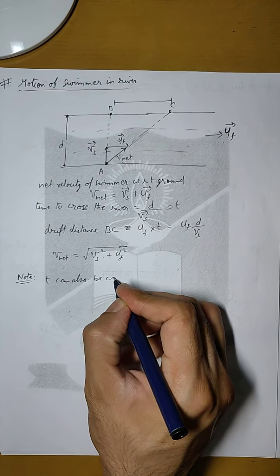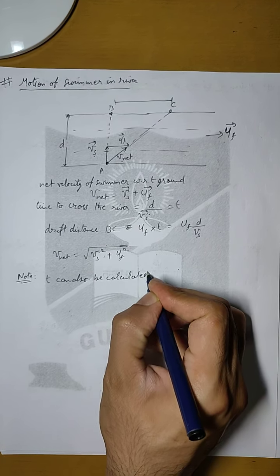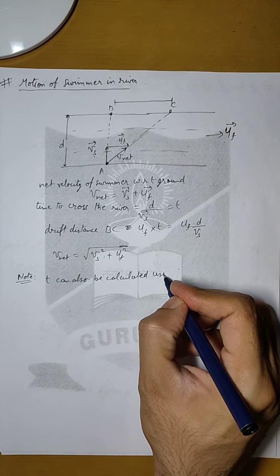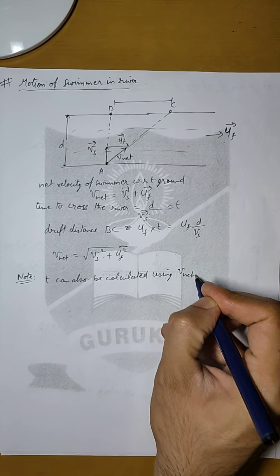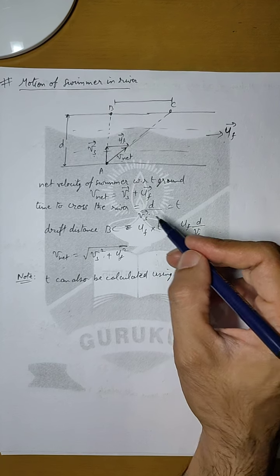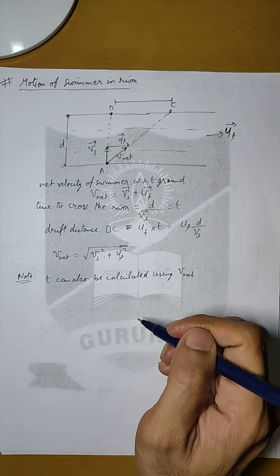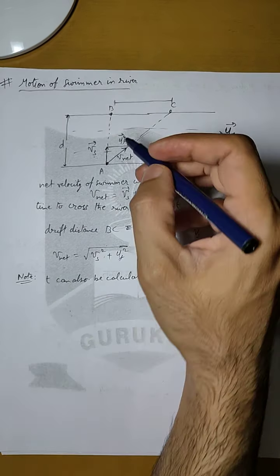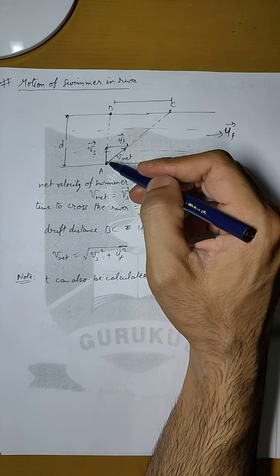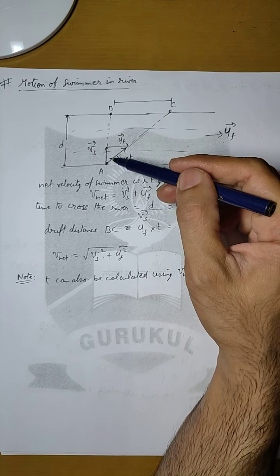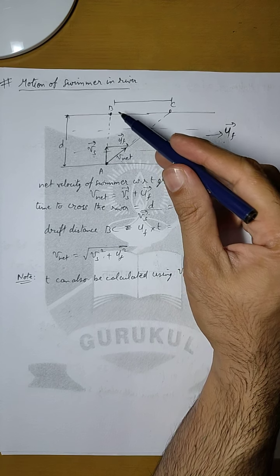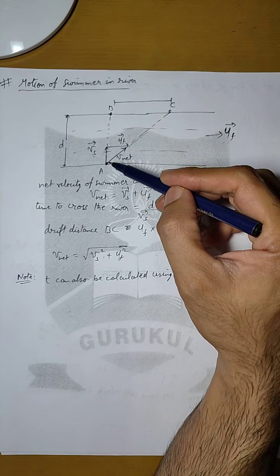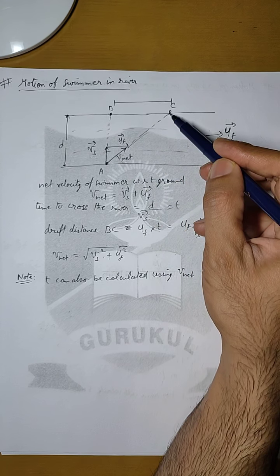T can also be calculated using Vnet. Here we calculated T using Vs. We can use Vnet also to calculate T. Now here we took time to cross the river. We took T as time to cross the river. But T is also the time for Vnet to reach C.